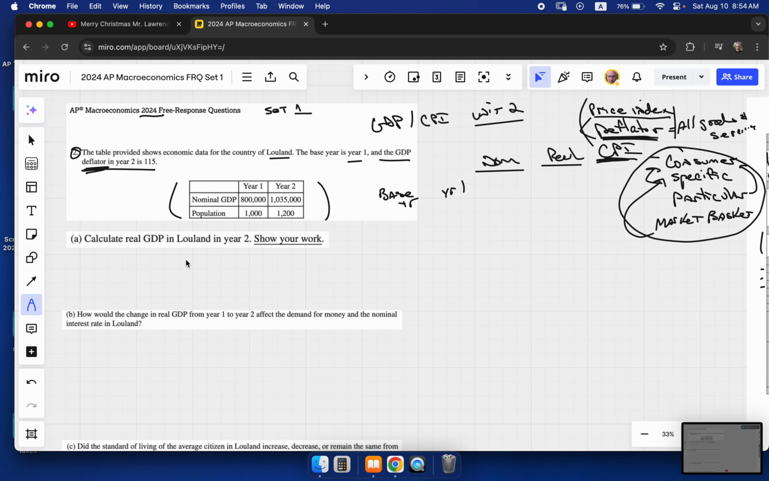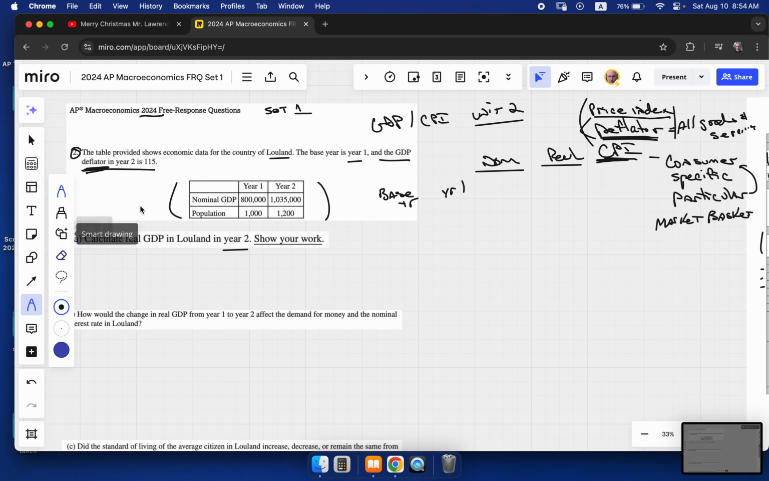Calculate the real GDP in Luland in year 2. Let's see if we can make sense of this. We had started this and then I ran away doing some other stuff. Cool. Nominal. They give us year 1's nominal, 800,000. Recognize that in the base year, year 1, real and nominal are always the same. So we know what our real is, even though they didn't give it to us. You could write that down.